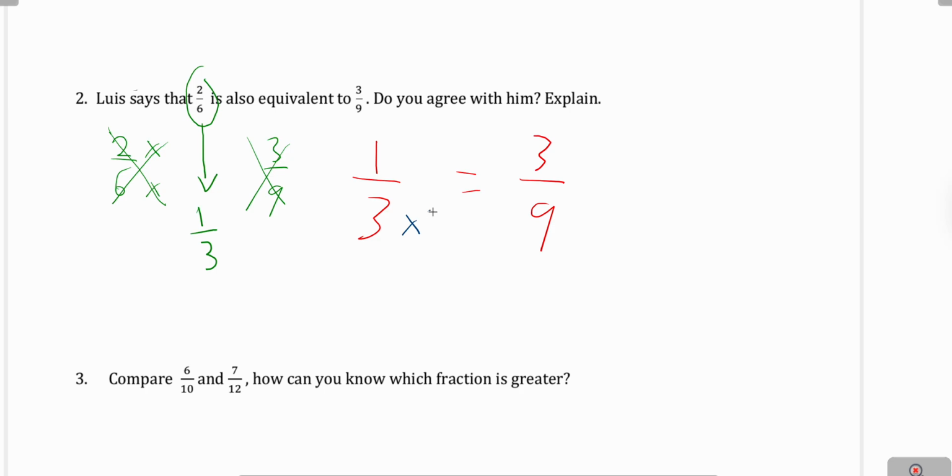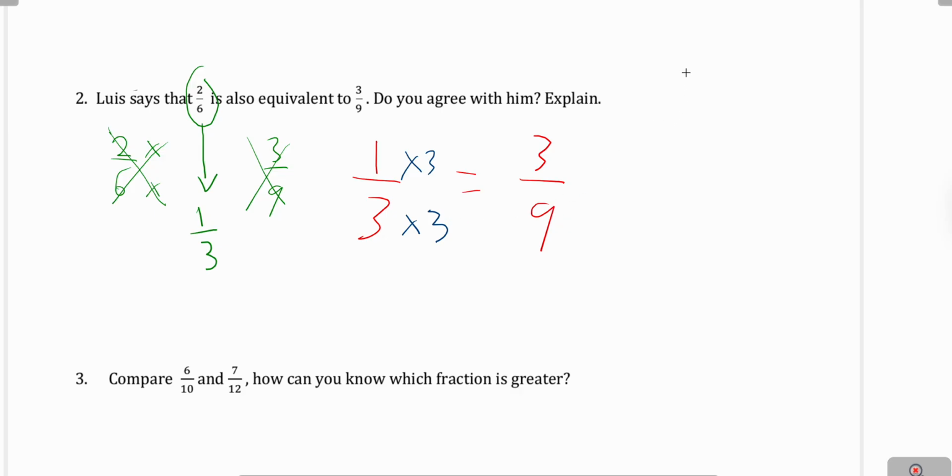3 times 3 is 9. Whatever we do to our denominator, we have to do to the numerator. 1 times 3 is 3. So there you go. I generated an equivalent fraction for 1/3, and it is 3/9. It's the same thing.